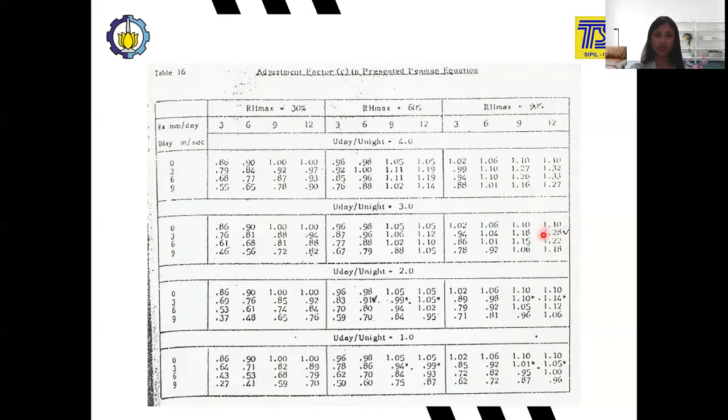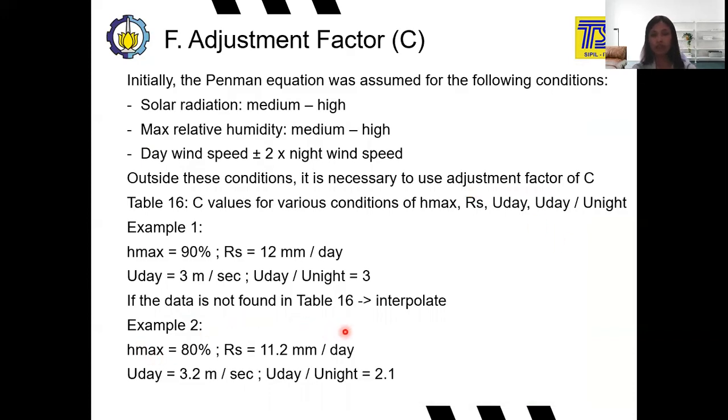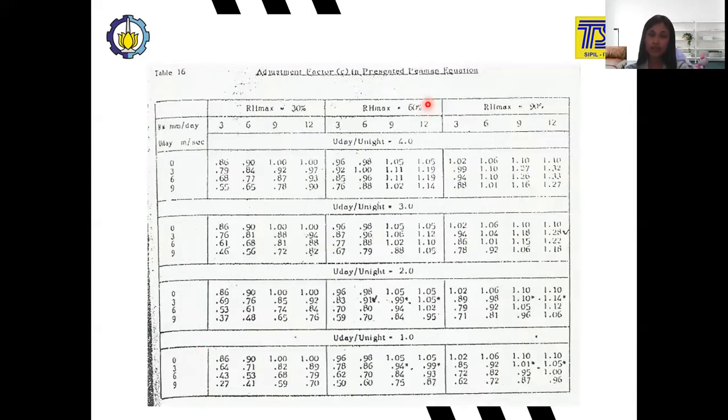And after that, we can use this number, the C adjustment factor, in the previous equation of the evapotranspiration. What about if the data is not found in the table? We can interpolate it. For example, here we have the example of RH max of 80%. Here we only have 60% and 90%, so we have to interpolate it. Yeah, it's rather difficult, but you have to do it.